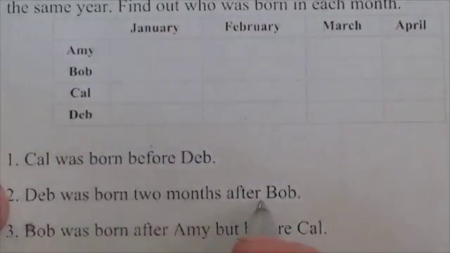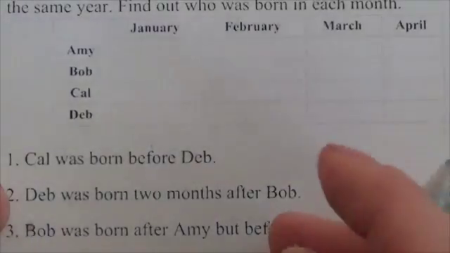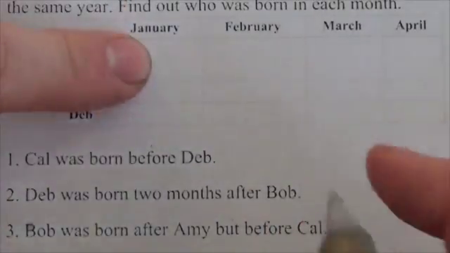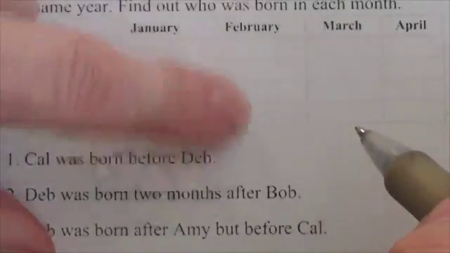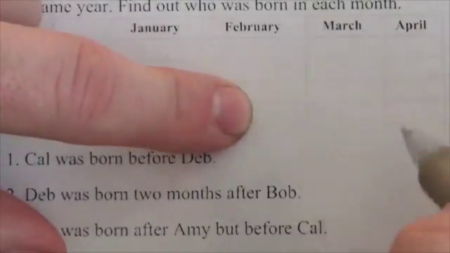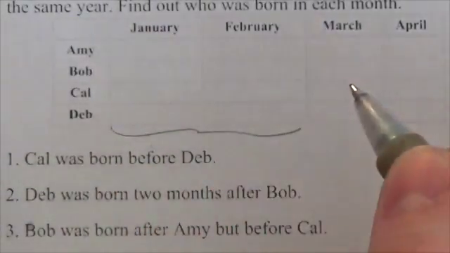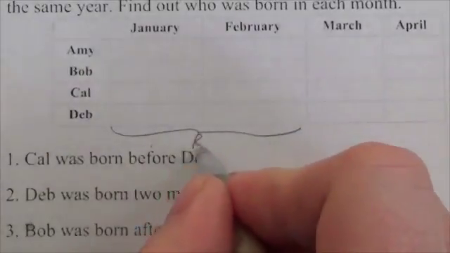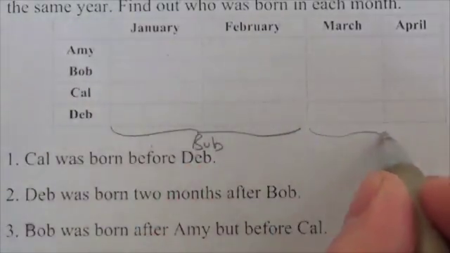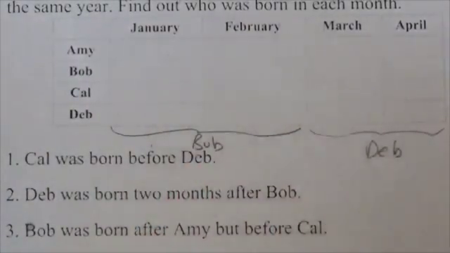Deb was born 2 months after Bob. Oh, okay. So if Bob was born in January, then Deb is born in March. If Bob is born in February, Deb is born in April. Sorry, did I say Cal? I meant Bob. Sorry, Bob. So what that tells me is Bob's got to go in one of these two, and Deb's got to go in one of these two. Okay.